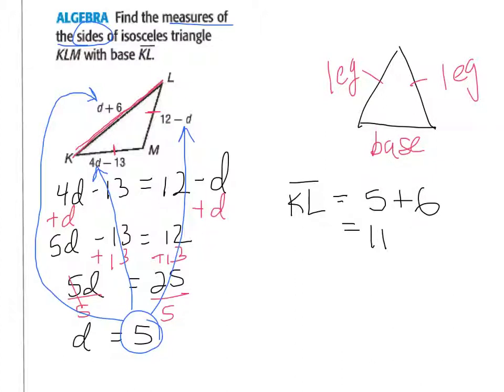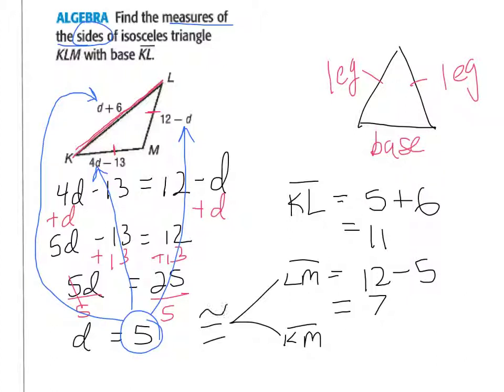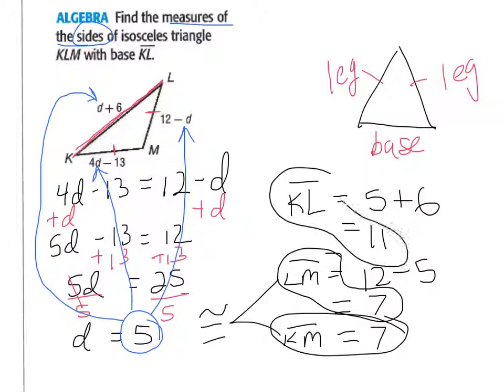Now, side LM is equal to 12 minus D. So that's 12 minus 5, which is equal to 7. Now I know KM is the same as LM, so I don't need to figure that one out. KM and LM are the same, they're congruent, which means that KM is also equal to 7. So KM equals 7, LM equals 7, and KL is equal to 11.